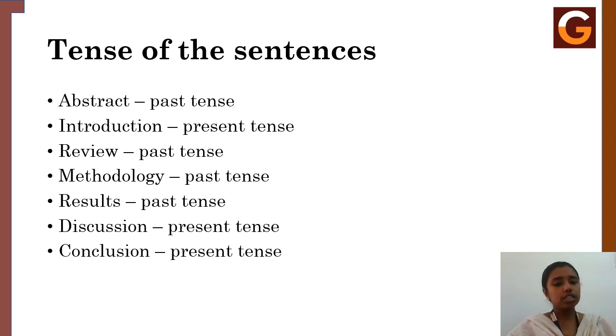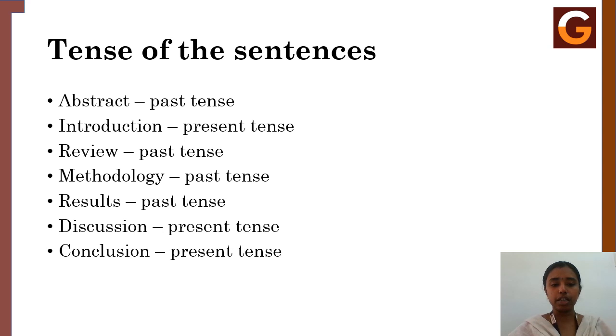And coming next is the tense of the sentences. Each and every part of a text should be written using a particular tense. The proofreader should bear that in mind before proofreading it.